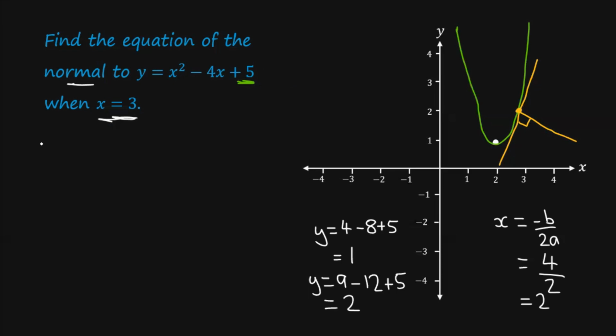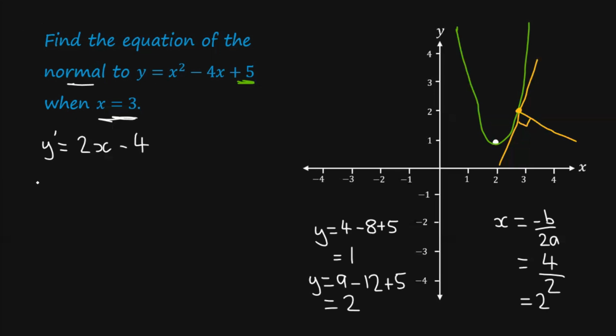So our first step is to differentiate the curve. We're going to use some calculus now. So I'm going to differentiate the curve. The derivative is going to be 2x minus 4. That's our derivative.